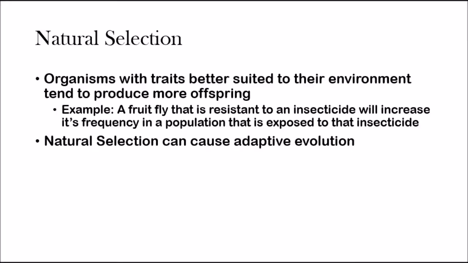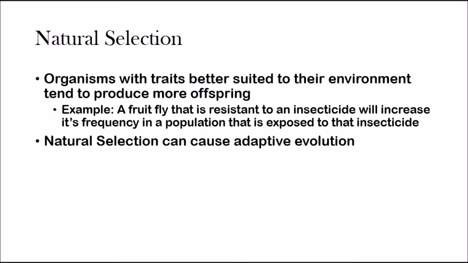Here's a review on what natural selection is. Natural selection is when organisms with traits better suited to their environment tend to produce more offspring. For example, a fruit fly which is resistant to an insecticide will increase its frequency in a population that is exposed to that insecticide. So basically, the fruit flies which are resistant will reproduce and survive, and the fruit flies which are not resistant will die off and not reproduce as much until the population has that resistance.